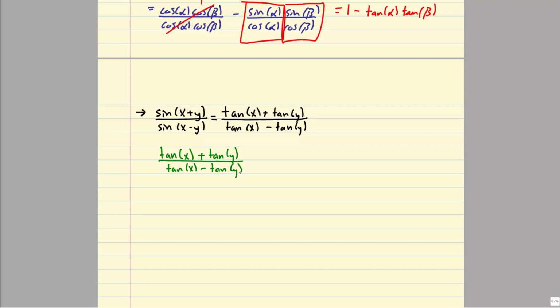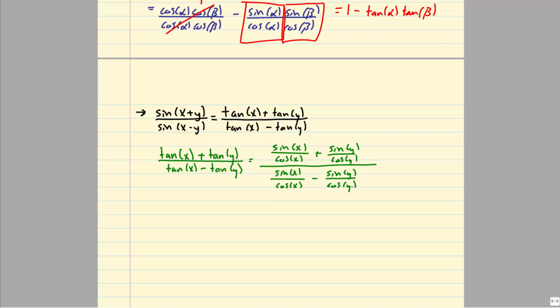So this one's going to get pretty scary pretty fast because I'm going to take everything and rewrite it in terms of sine and cosine. So this is going to be equal to the sine of x over the cosine of x plus the sine of y over the cosine of y, all over sine of x over cosine of x minus sine of y over cosine of y.